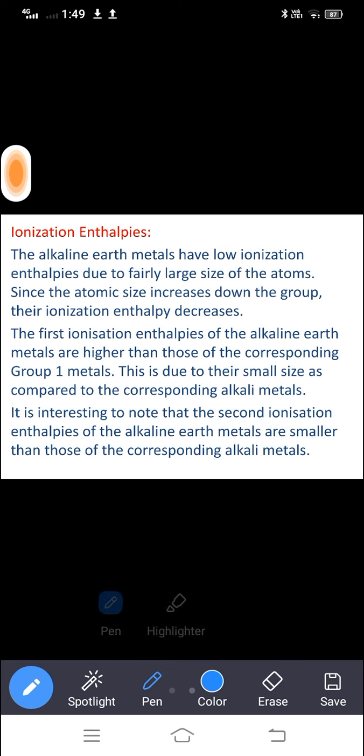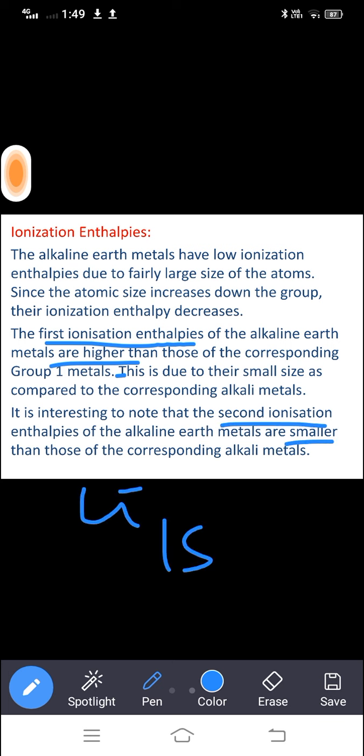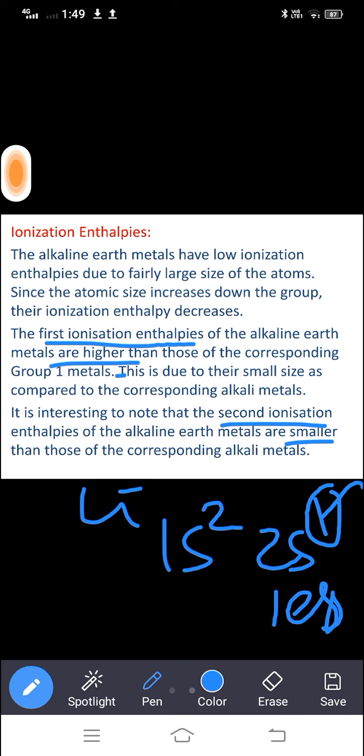So this is the concept. In the first ionization enthalpy, it will be higher compared to the alkali metals, and the second ionization enthalpy will be smaller. But if we take lithium, 1s2 2s1, by removing this electron we get the first ionization enthalpy. It will be less. But if I try to remove one more electron here from the 1s, it is very difficult, so it will be more. So in alkali metals, the second ionization enthalpy is very high, but in alkaline earth metals, the second ionization enthalpy will be smaller.